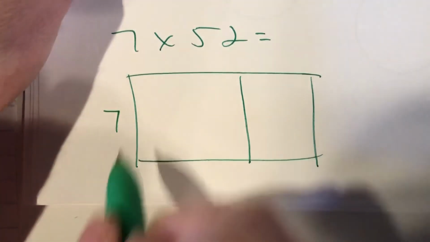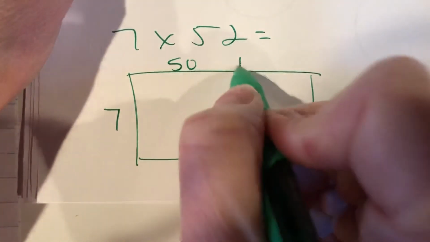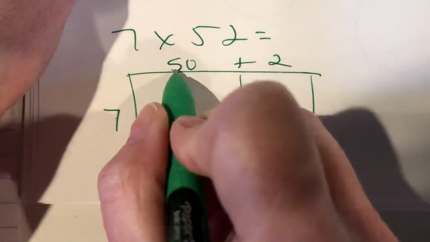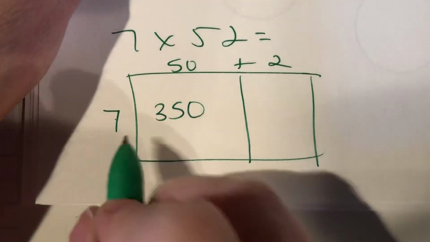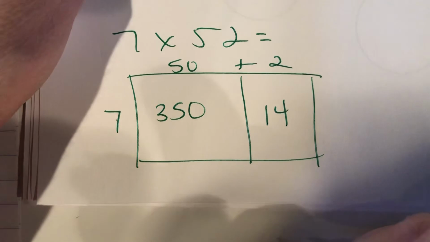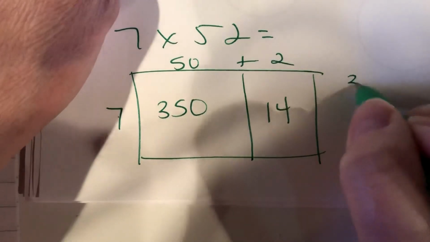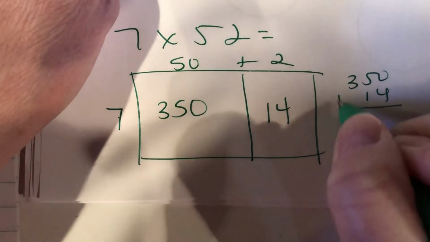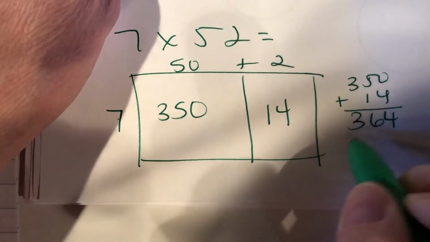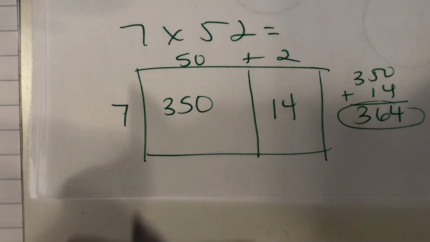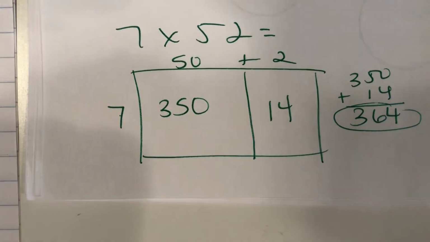All right, I'm going to put my 7 along this side because I'm not breaking it up. But I'm going to break up 52 into 50 plus 2. 7 times 5 is 35. That means that 7 times 50 is 350. 7 times 2 is 14. And maybe you just look at that and say, oh, well, that's 364. And maybe you look at that and you're like, I want to set this up. 0 plus 4 is 4. 5 plus 1 is 6. And 3 plus nothing is 3. 364 is your final answer.